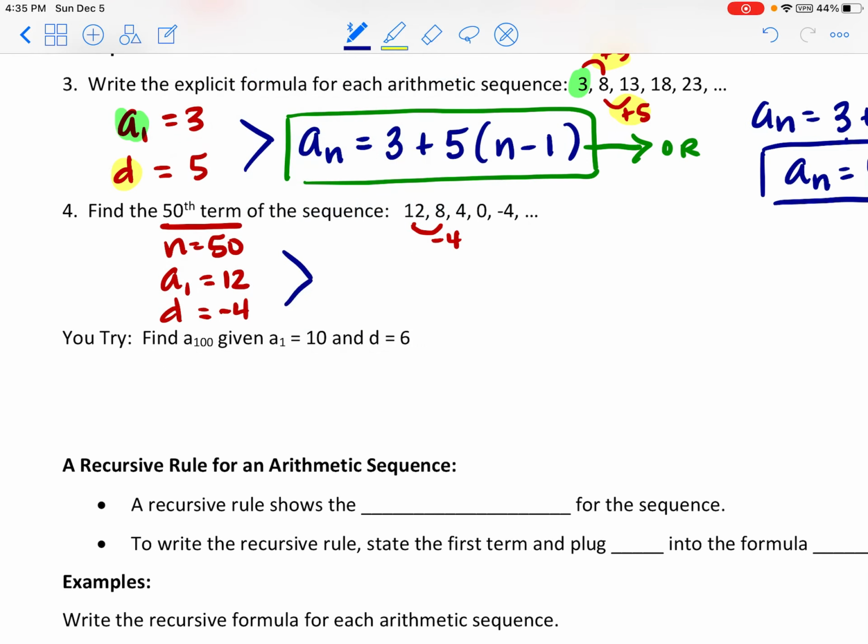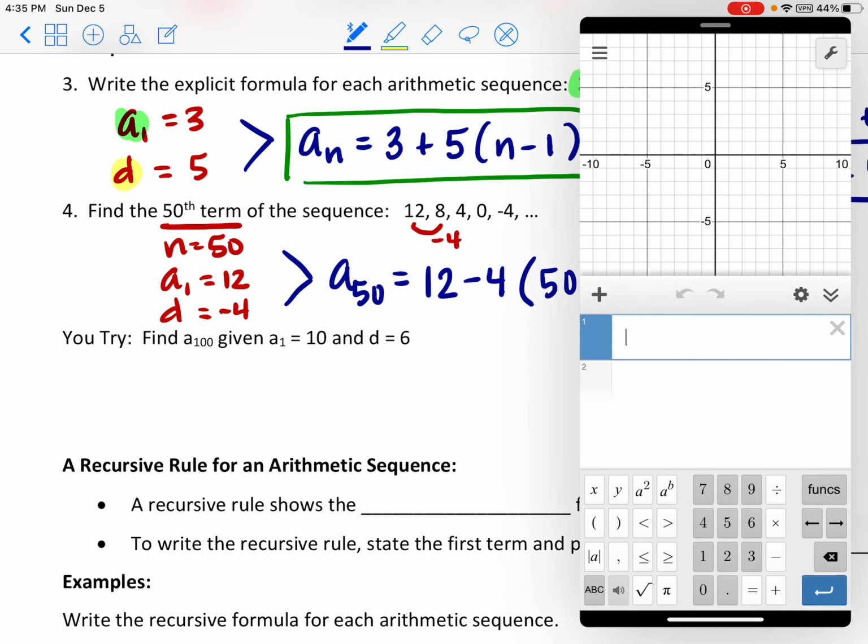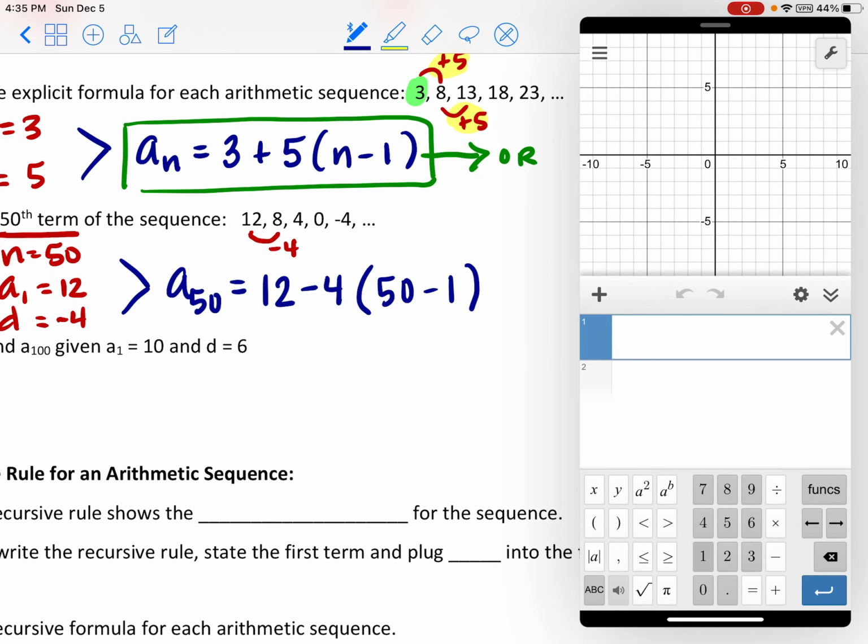So when we plug those in, it's no longer a sub n. It's not just any term on the list. It's the 50th term. So we're going to say a sub 50 is our first term of 12 plus our common difference, which is a negative 4, multiplied by n minus 1. Well, n again is going to be 50, so it's going to be 50 minus 1 there. And then this is something that we can evaluate to figure out exactly what that 50th term is. And just so I don't do anything silly, I'm going to plug that into the calculator. So 12 minus 4 multiplied by 50 minus 1 is going to be a negative 184.